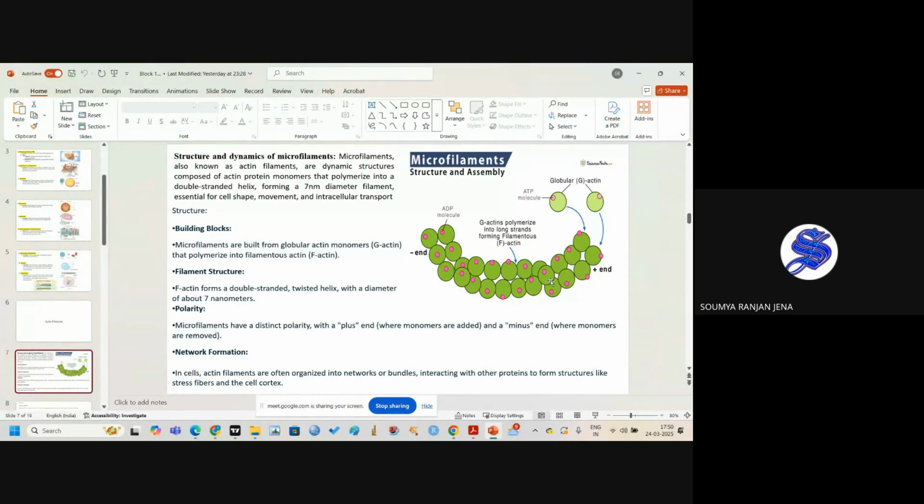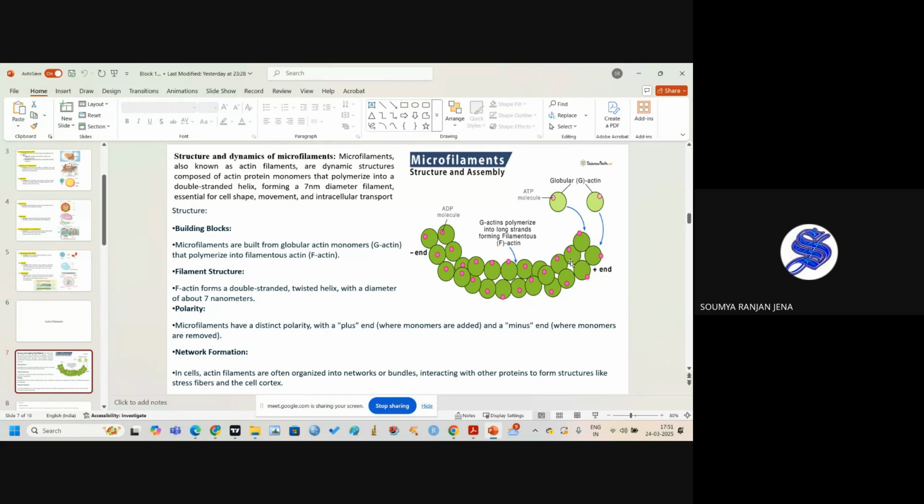And if we go to the polarity, what is polar? Polar means one end having plus charge and another end having minus charge. If you go to the polarity of a microfilament, these microfilaments have a distinct polarity with a plus end. This is the plus end where the G globular actin, or G-actin, is added, and the other end is the minus end, where the monomers are removed.